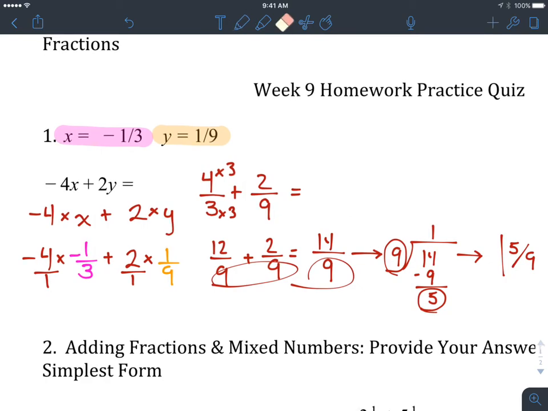Just a quick recap. First thing we did was substitute in the values for x and y. We turned the whole numbers into fractions by putting them over 1, multiplied them out to get our new fractions of 4 over 3 and 2 over 9. We then added those together by finding the least common denominator, added the numerators, got 14 over 9, and then simplified to 1 and 5 over 9 by dividing.